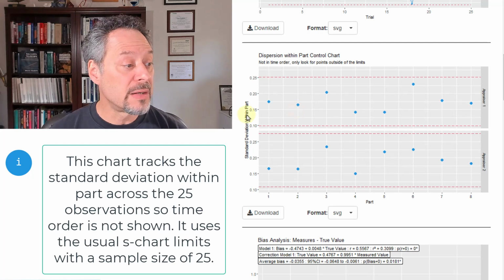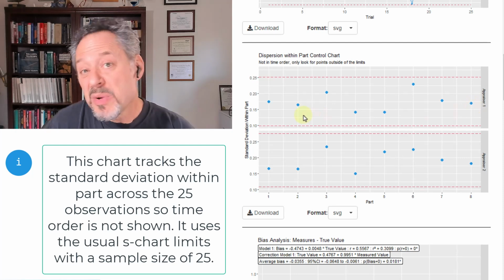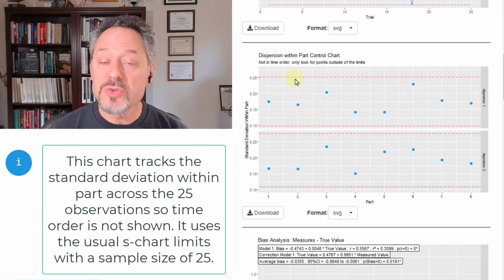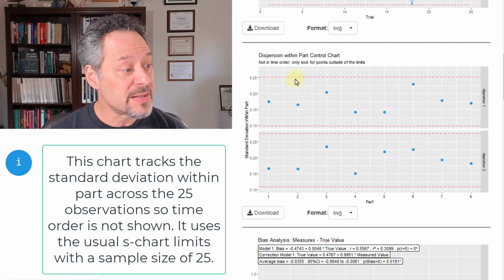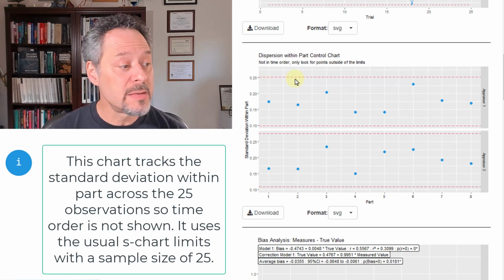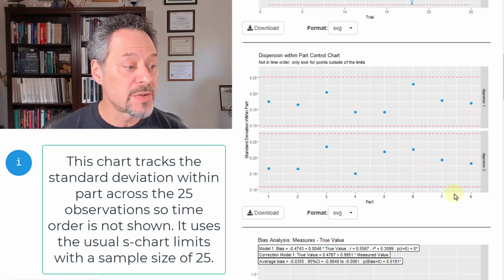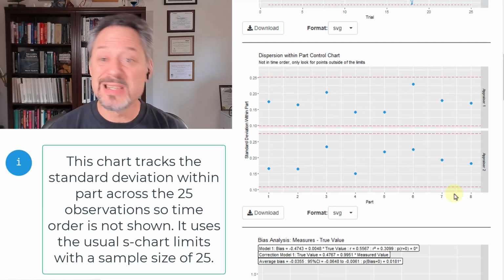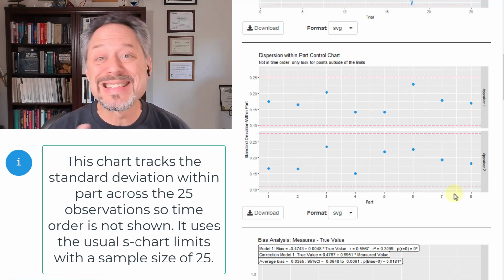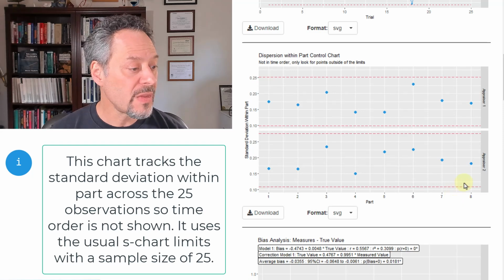And so what we see is all these parts, all these standard deviations for each of the parts, pretty predictable, right? It was within my usual calculated S-chart control limits. And so it doesn't seem to be that, and it seems to be that way across both the two appraisers. So whatever the variance is or whatever the standard deviation is for all these parts seems to be pretty predictable, pretty much the same. I don't really see anything standing out. All right.